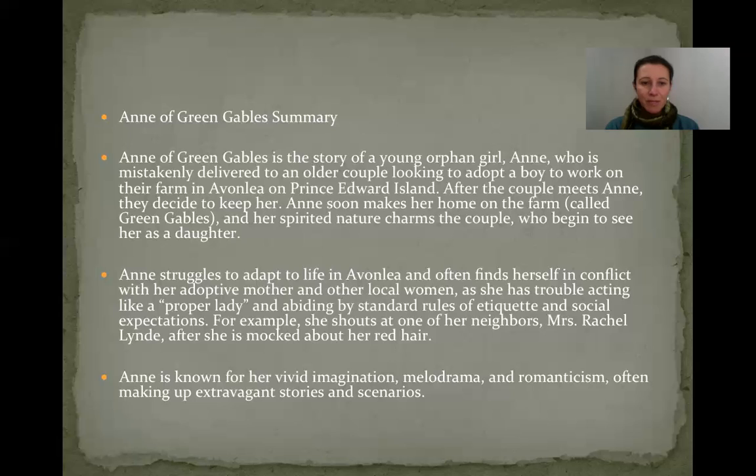Anne struggles to adapt to life in Avonlea and often finds herself in conflict with her adoptive mother and other local women, as she has trouble acting like a proper lady and abiding by standard rules of etiquette and social expectations. For example, she shouts at one of her neighbors, Miss Rachel Lynde, after she's mocked about her red hair. Anne is known for her vivid imagination, melodrama, and romanticism, often making up extravagant stories and scenarios.